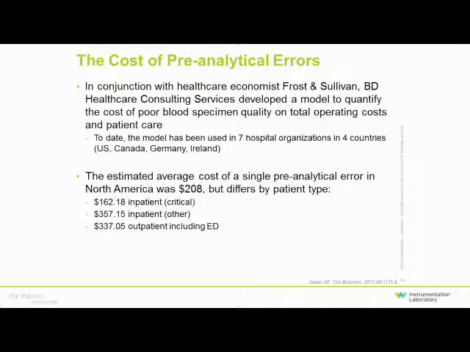The estimated average cost of a single error in North America was $208, but it differed by patient type. So most expensive was outpatient, which included the ED, so that cost increased to $337 and was less for other settings, maybe where the patient was being redrawn more frequently. But if you can imagine having an error, having to be redrawn, and have that patient actually come back for a subsequent phlebotomy visit, does have significant costs associated with it. Not only is it cost, it's also patient treatment costs in hours.